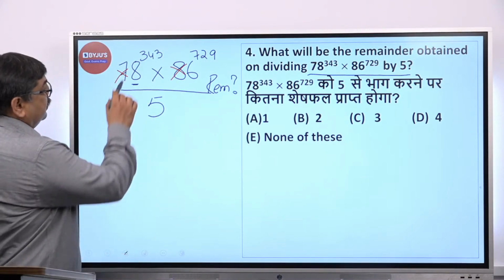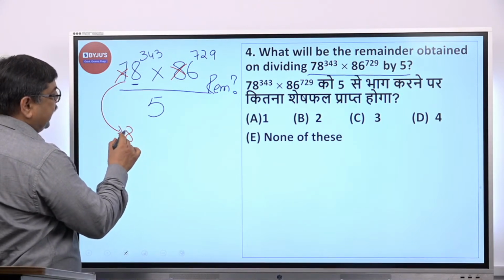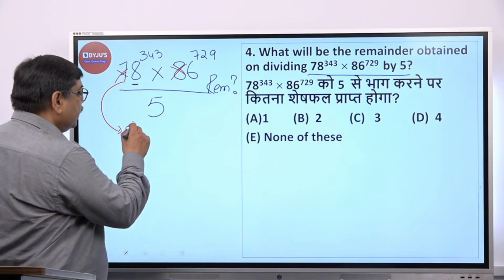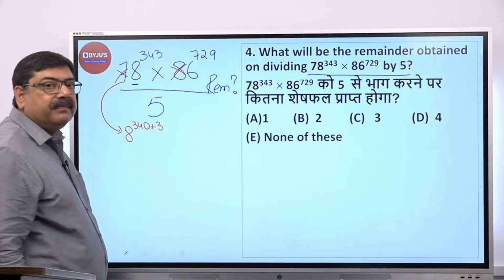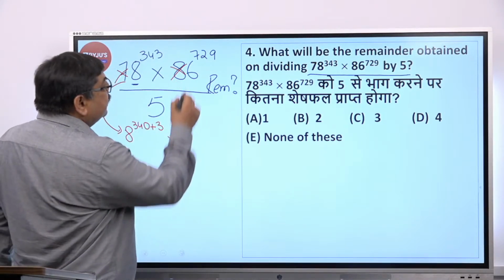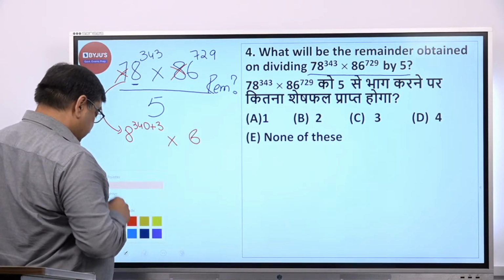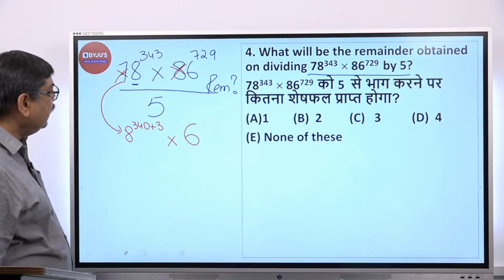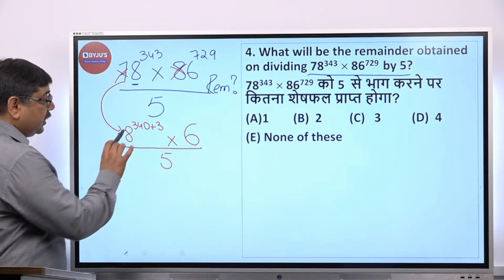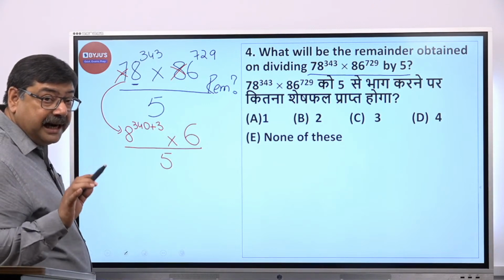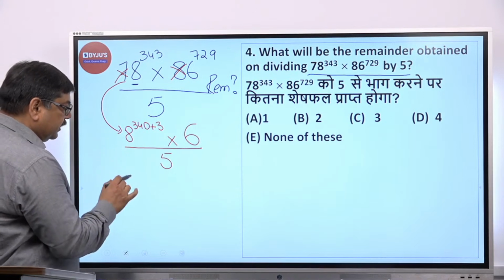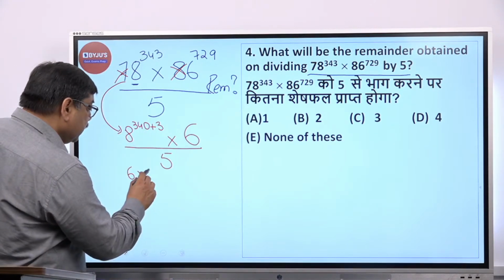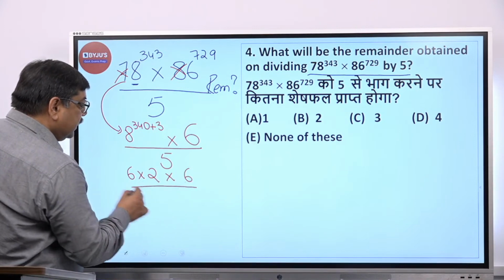So this can be written as 8 raised to 343. Now 8 has a cyclicity of 4, so the nearest multiple of 4 is 340 plus 3, into 6 raised to anything. 6 raised to anything is going to give you 6 in the units place. That's all you will do. This you have to divide by 5. Now 8 has a cyclicity of 4 and it ends in 6, so 8 raised to 340 gives us a 6, into 8 raised to 3. 8 cube is 512, so it gives you a 2, into 6, divided by 5.